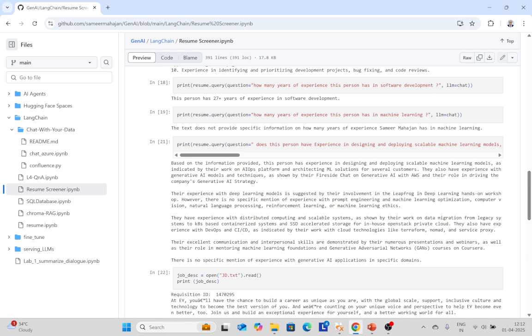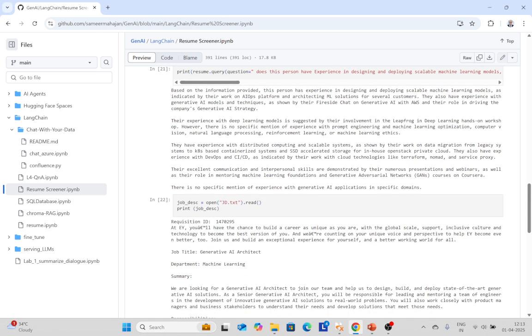So now it says no specific mention of experience with generative AI applications in specific domains. Right, now this resume is a little dated, a couple of years old. So obviously, generative AI didn't exist back then. That's it. Clearly, it called it out.